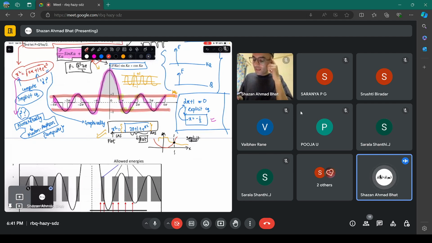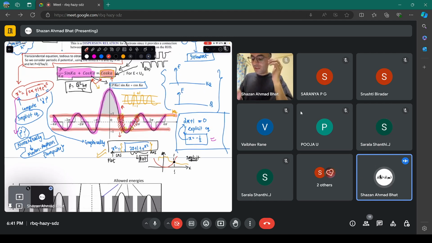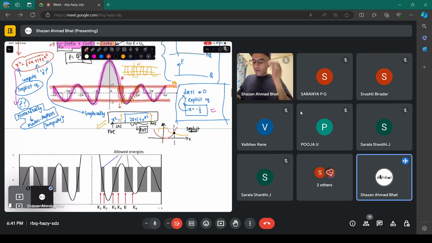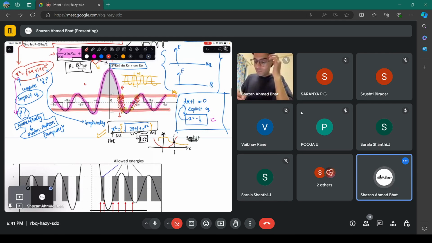That means all of the values which are allowed are only between +1 and -1. You cannot go above +1, you cannot go below -1. Why? Because the cos K on the right hand side can take values only between +1 and -1. And that means the left hand side should also follow the same thing. So when you do this, you get this particular curve.